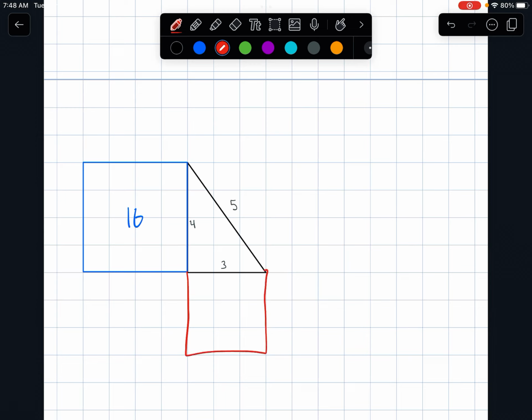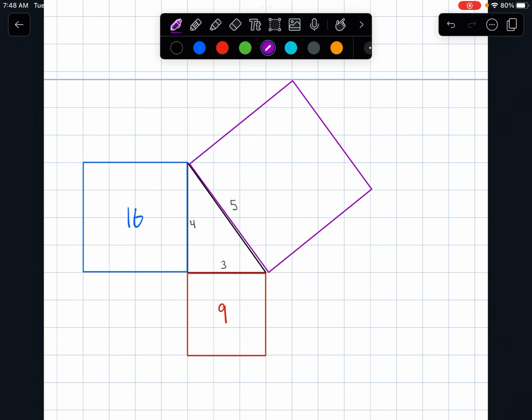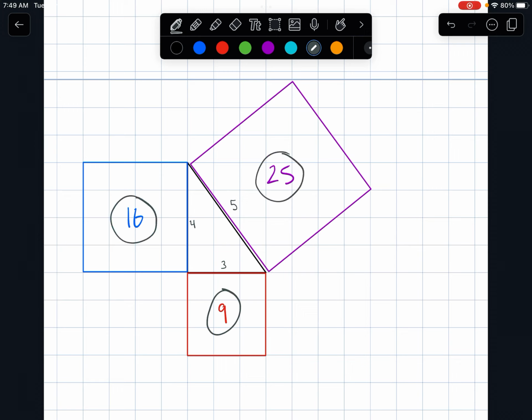I can look at this box here. This is a 3x3 box, and this is going to be a total of 9 squares. And if I look at the box that's created here, this is going to be a 5x5 box, which is 25 square units. So we know that a squared plus b squared equals c squared. Okay, so you can use kind of a little analogy with squares here and look at the area, and we know that that would be a true case.